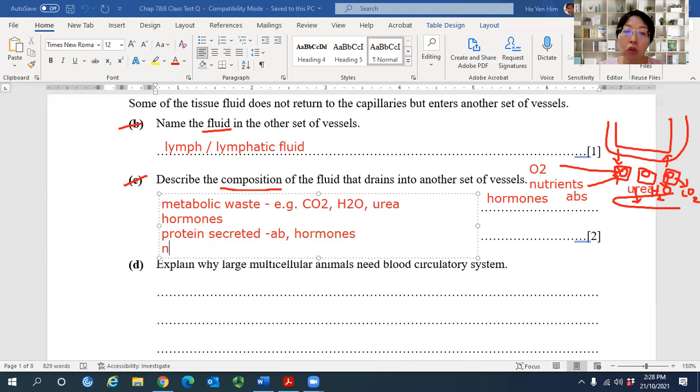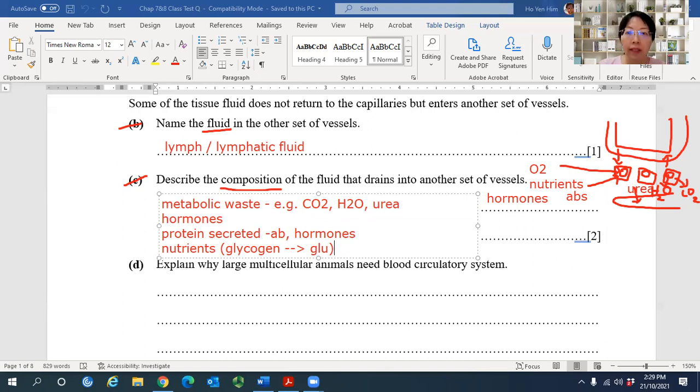It can also be nutrients that are secreted by the cell, because don't forget, the liver stores glycogen. So when your muscle cells need more glucose, they may cause liver cells to hydrolyze glycogen into glucose, and then the glucose will diffuse into the tissue fluid, then go back to the bloodstream, and be transported to the muscle cells that need it. So there will also be nutrients as well.